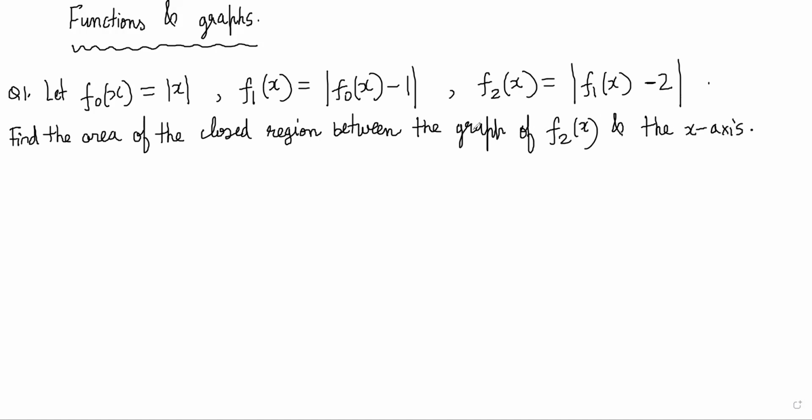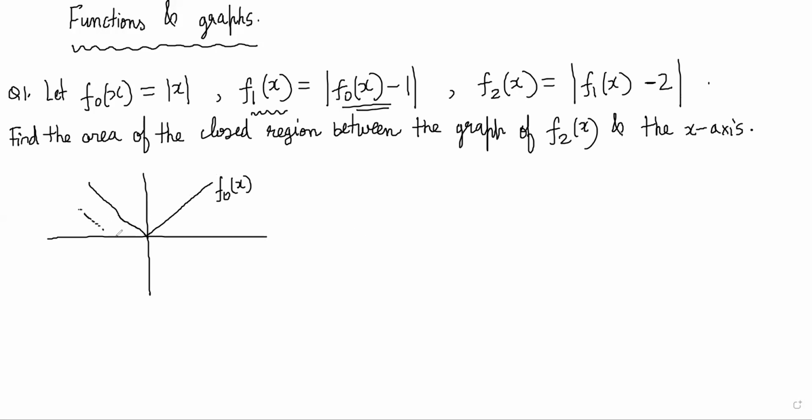So it's a fairly straightforward question, but you need to know how to transform the graphs here. If I draw, for example, f0(x), that is the mod x function, so the graph looks like this. Now, in order to draw the graph of f1(x), I need to first transform this graph. So f1(x) will be displacing the f0(x), or mod x graph, by 1 unit down. It's a downward transformation, and then there is a modulus.